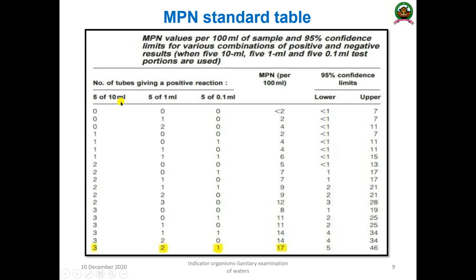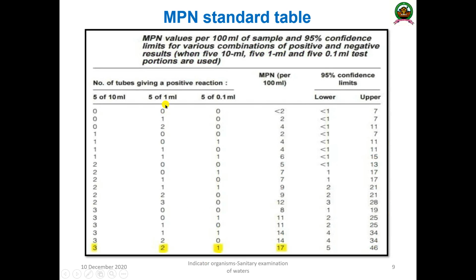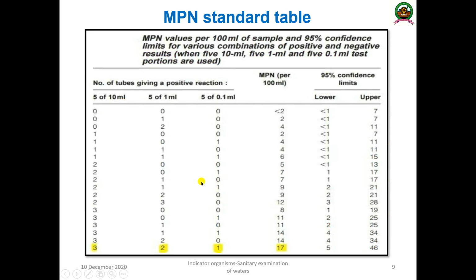So here 5 of 10 ml, this is 5 of 1 ml, 5 of 0.1 ml. Out of 5, say for example 3 tubes have turned positive in the first set. From the second set 2 tubes, and from the third, say for example, 1 tube, okay. Then the MPN index is 3 2 1. Correspondingly the MPN per 100 ml indicates that 17 coliforms are present, okay. So that is the MPN index. MPN index means 17 bacteria per 100 ml.